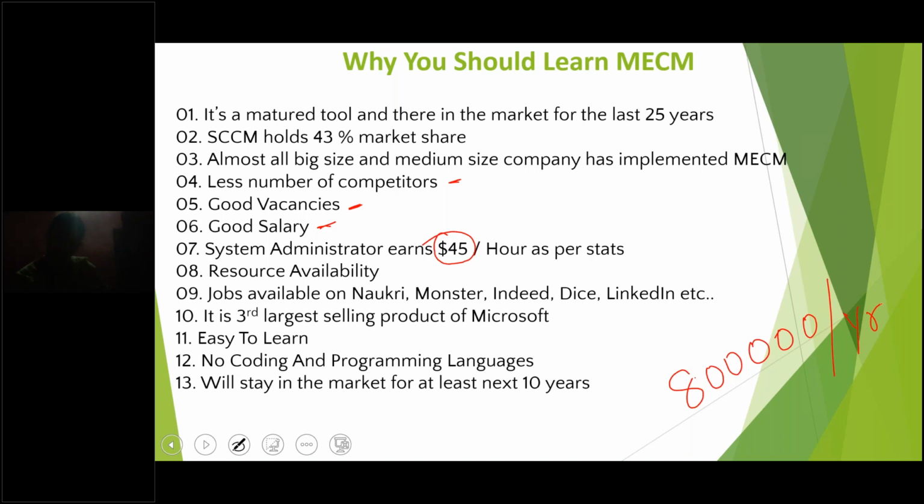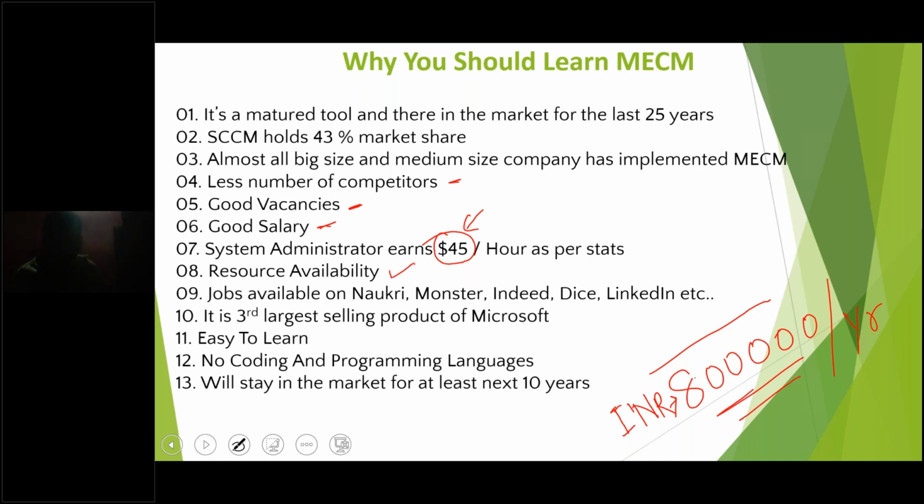Those who are in India, you can expect INR, not dollar, guys. INR, Indian rupees. 800,000 Indian rupees per annum you can expect if you are working as an SCCM administrator. Some people are getting more than this, some people are getting less than this, but the average salary is 800,000 Indian rupees per annum. In US, it is 45 US dollars average salary.